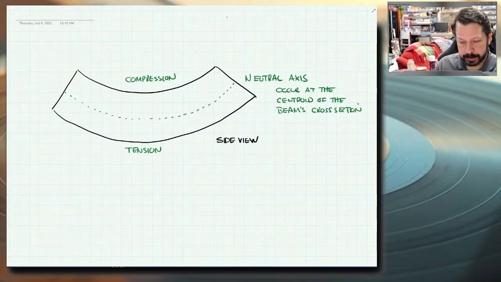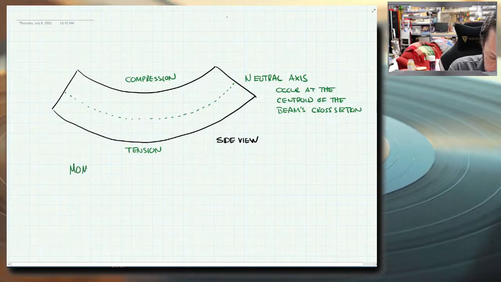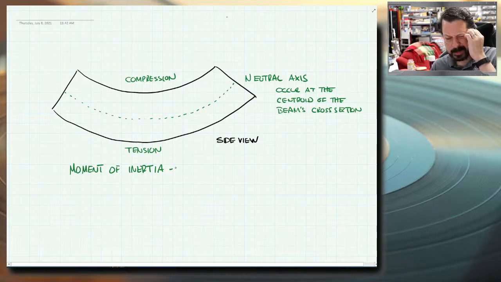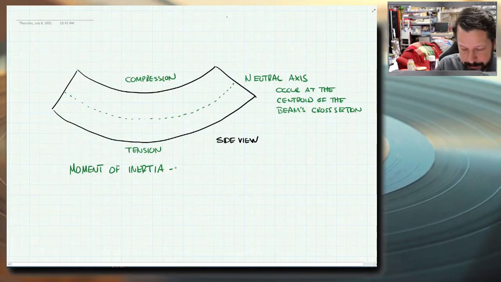The moment of inertia is related to this idea of a centroid, and it is going to be sort of describing the beam's resistance to bending.